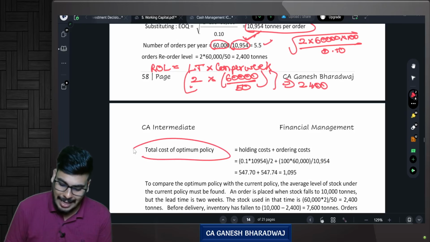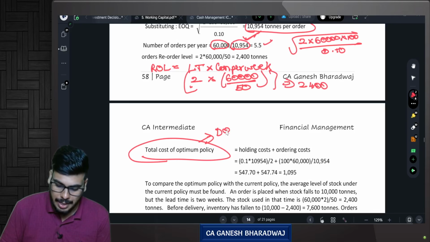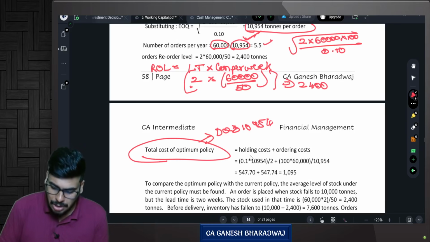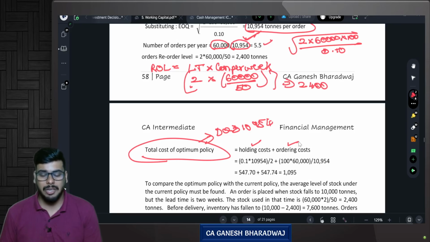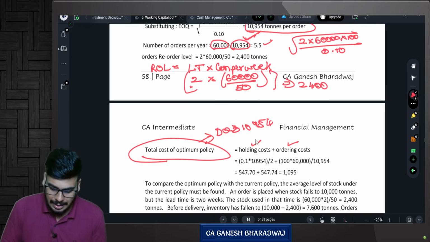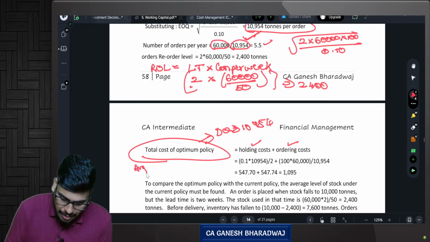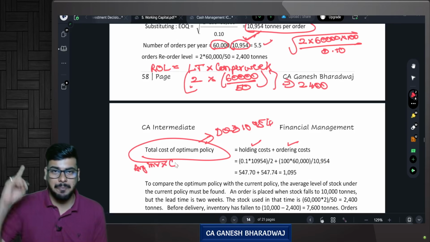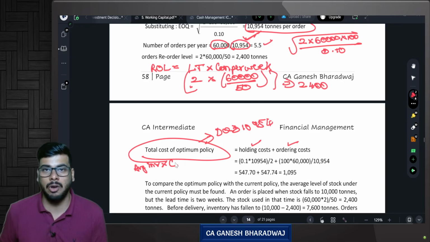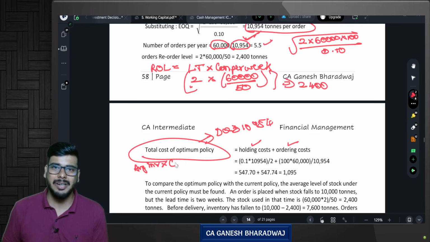So the total cost at optimum policy. Optimum policy means your order quantity is at EOQ, that is 10,954. So what is your total cost? Total cost is holding cost plus ordering cost. What is your holding cost? Holding cost is nothing but average inventory into C, that is carrying cost per unit per annum. Yes or no? Now, what is the average inventory that you will keep?